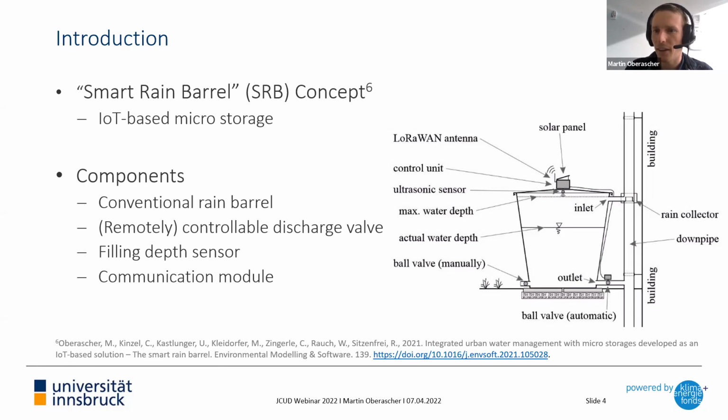Measurement data and control commands are transmitted via the low power wide area network LoRa. So the main goal of the smart rain bell is to provide rainwater to substitute drinking water for irrigation purposes, but also to increase the detention volume.